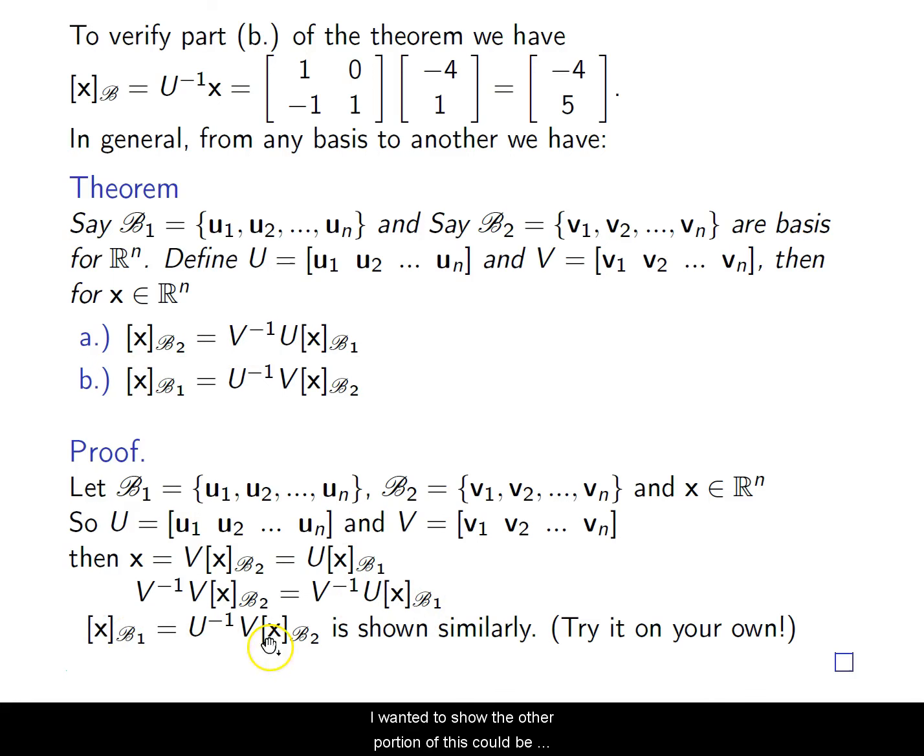If I wanted to show the other portion, I would do the exact same thing. I would set up this equation, but instead of multiplying by V inverse on both sides, I would multiply by U inverse on both sides, and I would get U inverse V times X in B2, with X in B1 left over. You could try this on your own. It's a very simple calculation, just multiplying matrices with left-hand or right-hand multiplication. Remember, the identity is like multiplying a matrix times 1.